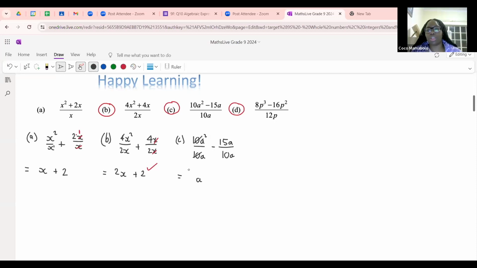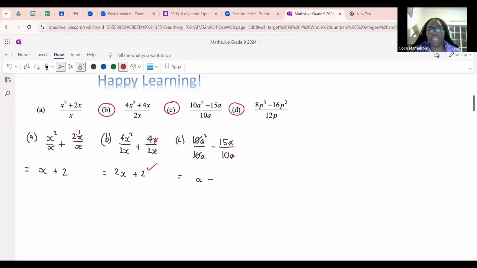All right, so that's just going to be a minus, now over here I'm going to have a bit of a problem because 10 does not divide into 15. So I need to find the highest common factor between 15 and 10. Who can tell me what that is? The highest common factor between 15 and 10?